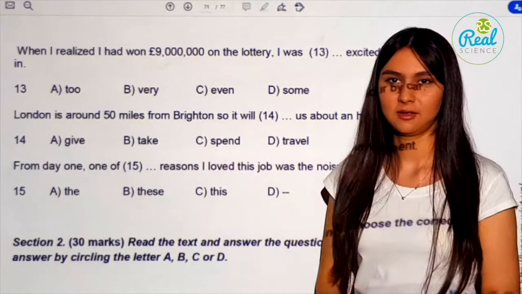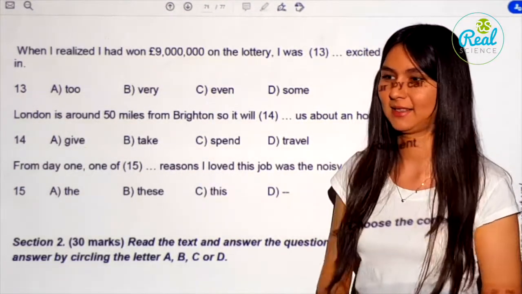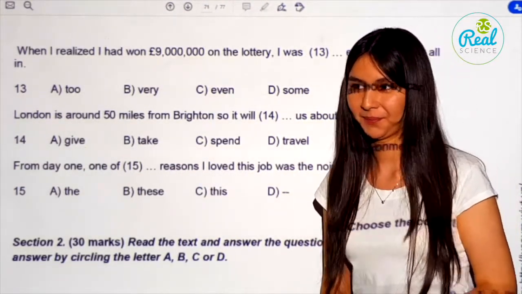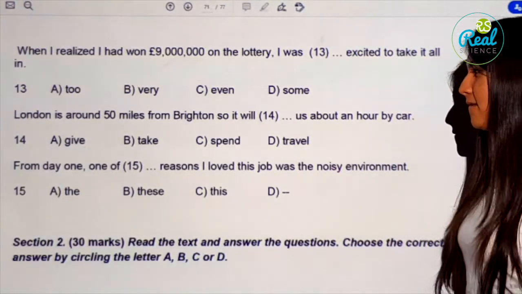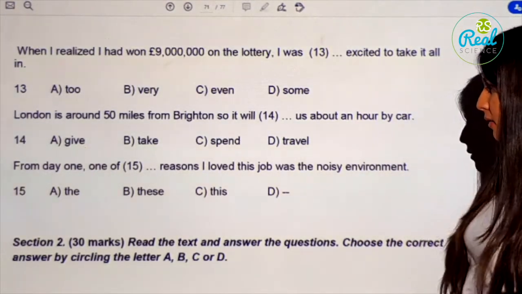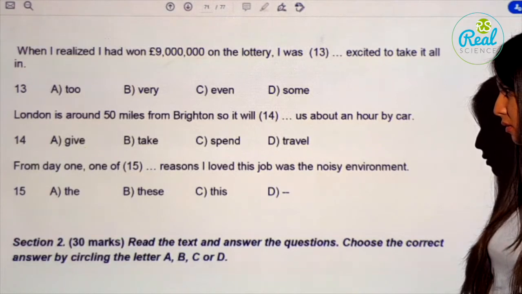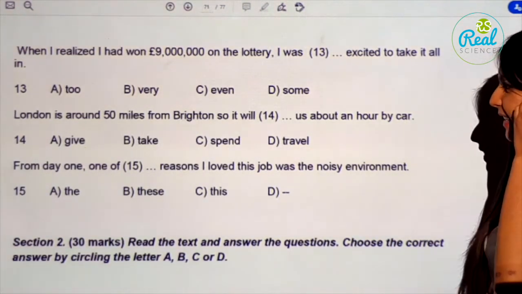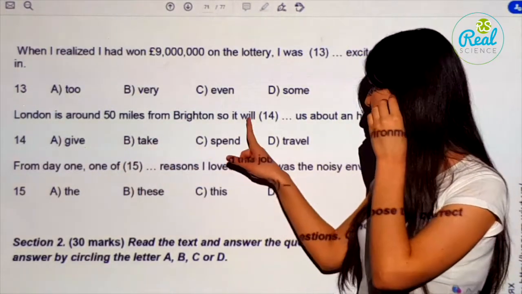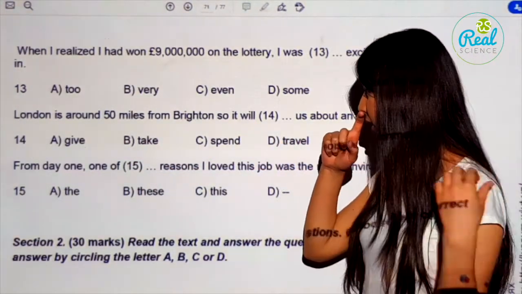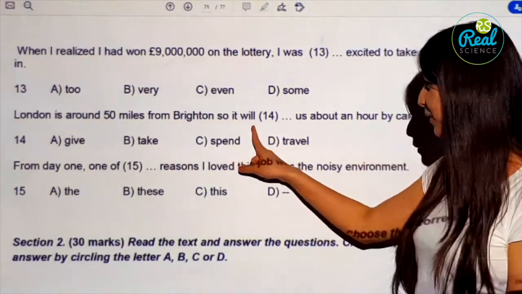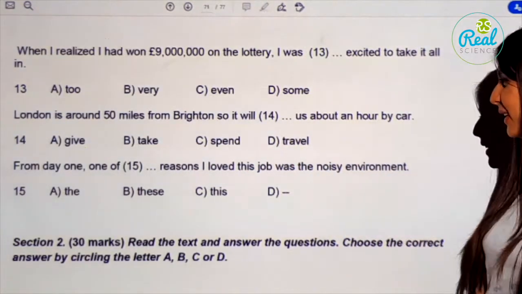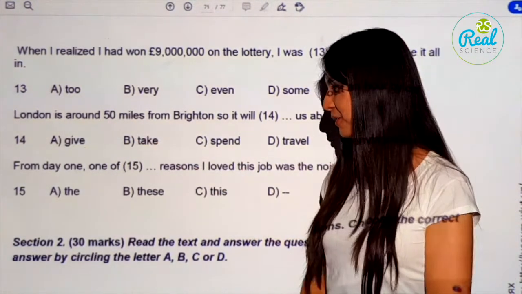Okay, next one, 14. London is around 50 miles from Britain, so it will take about 1 hour. Yes, it will take, not I will. So it will take us about an hour by car. So B1 is the best option.